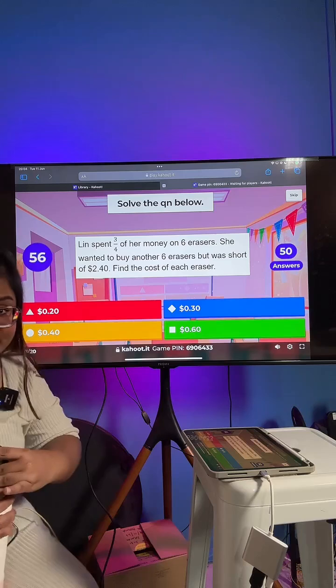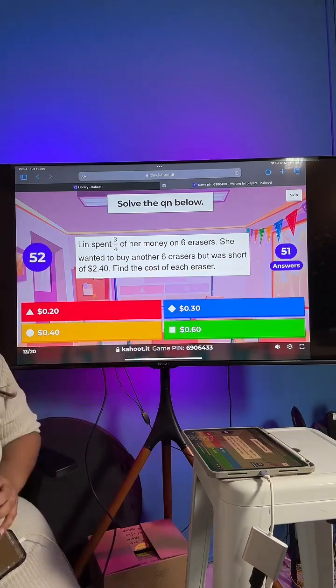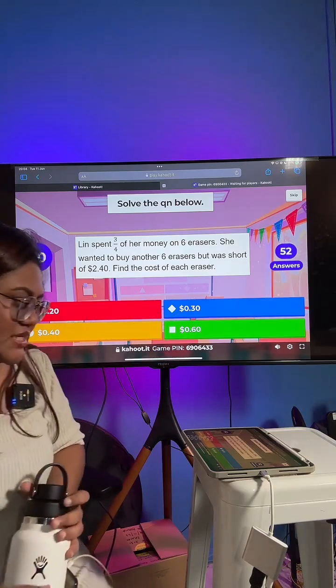For those of you who can't see, it's 20 cents, 30 cents, 40 cents, and 60 cents, okay? You should be able to see it on your screens as well.